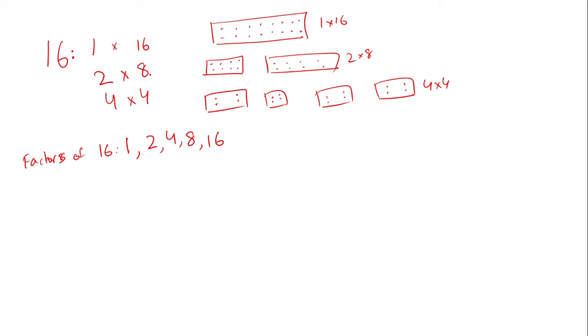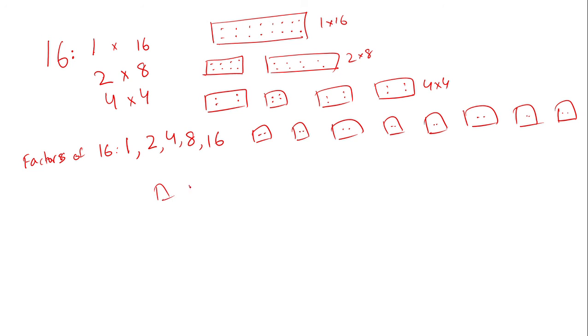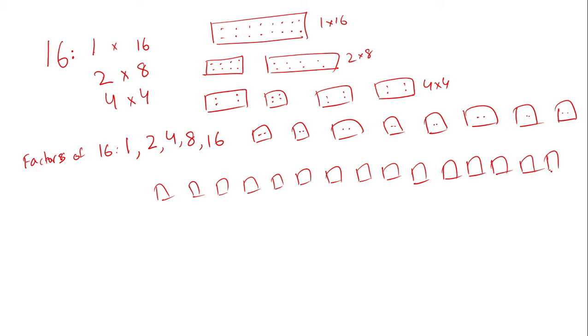Okay, then we can do 8 groups with 2 toys in each group. 1, 2, 3, 4, 5, 6, 7, 8. And the last one, we can make 16 groups with 1 toy in each group. Okay, so these are all the ways he can arrange his toys.